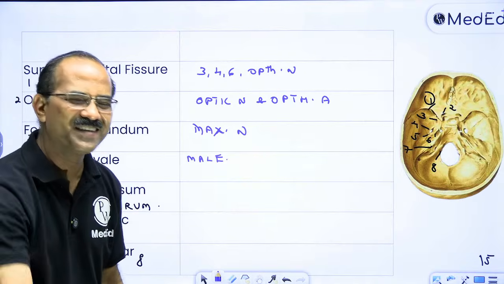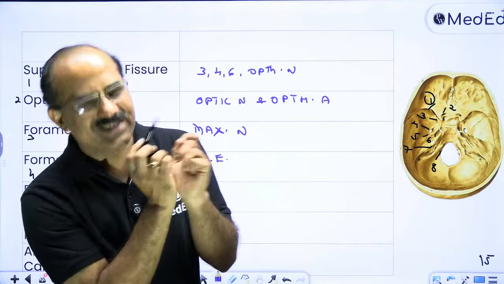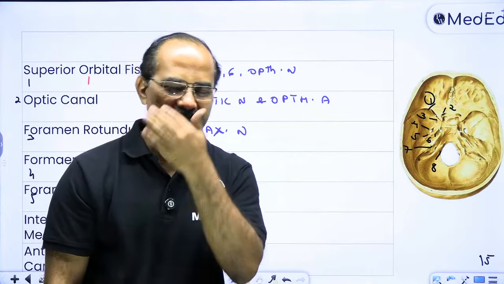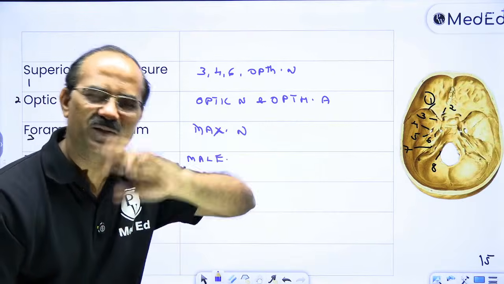Male. In the viva, when students come, I ask, what is this? Sir, foramen ovale, structures passing. Sir, MALE. Very common. So mandibular nerve, accessory meningeal artery, lesser petrosal nerve, emissary vein.